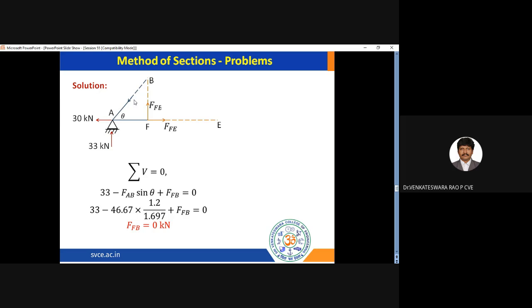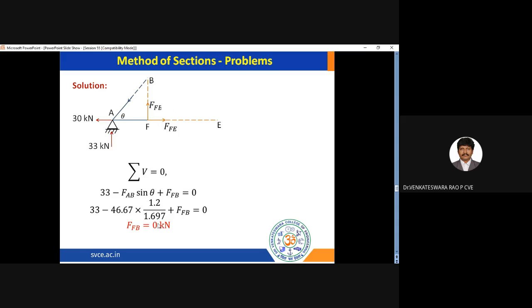I never said FAB is 0. I never said FAF is 0. The moment of FAB about A is 0. Moment of FAF about A is 0. And moment of the other members about A is 0. They all pass through joint A, so there are no perpendicular distances. And FE is also passing through joint A. So FE also is 0. So directly FB value we get.